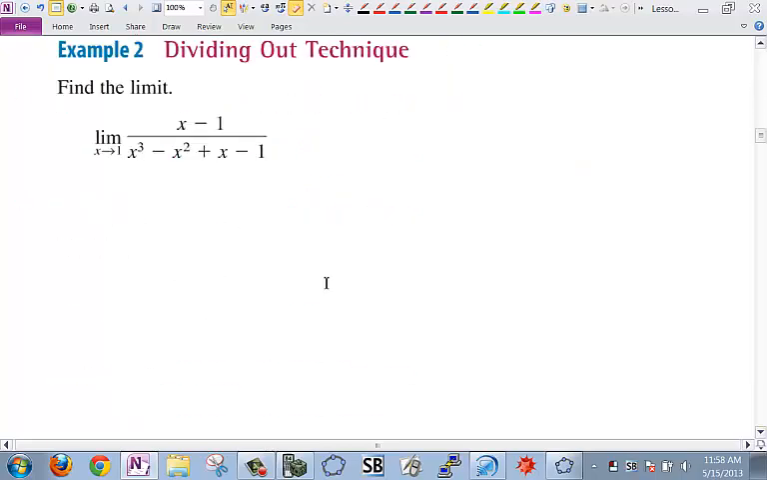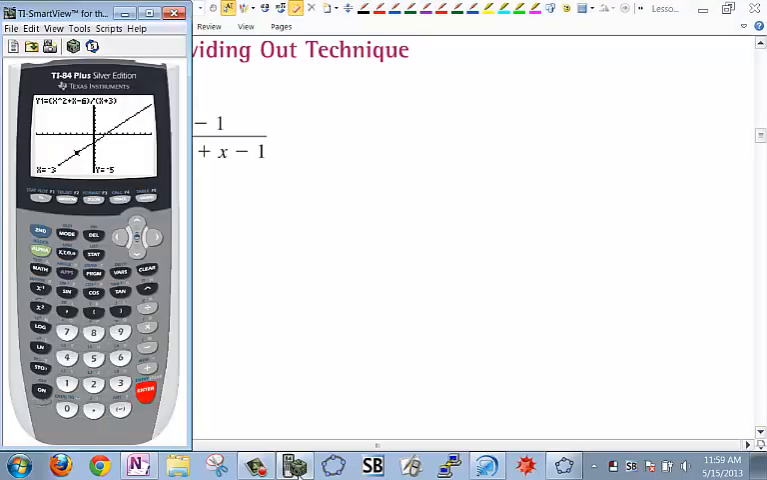Okay, let's go back. Let's start from the beginning. Step 1. Is this function continuous at 1? No, it makes the bottom 0, but it also makes the top 0. So this could have a limit. And, this is an optional step really, but I'm going to graph this thing and see if I can get the answer before doing the work.